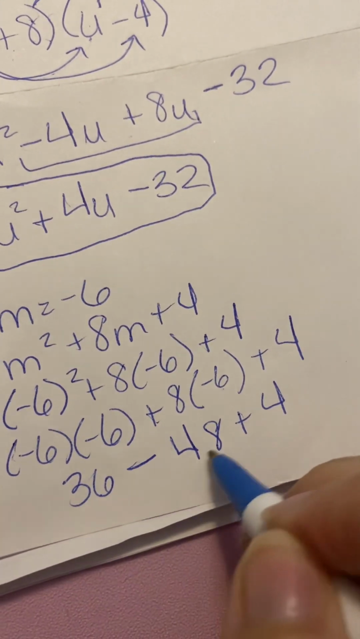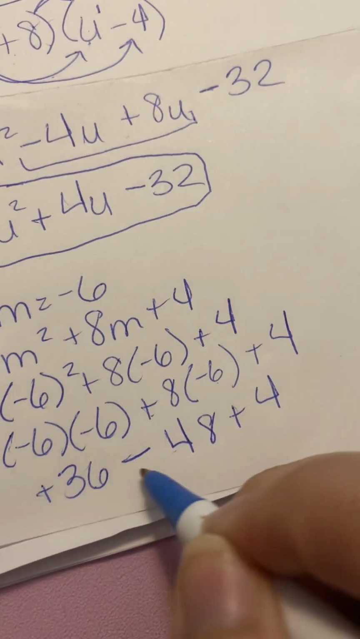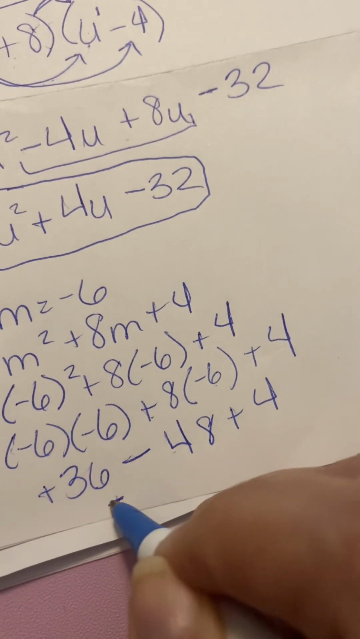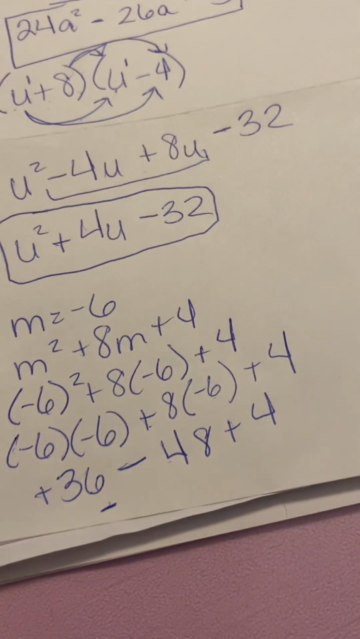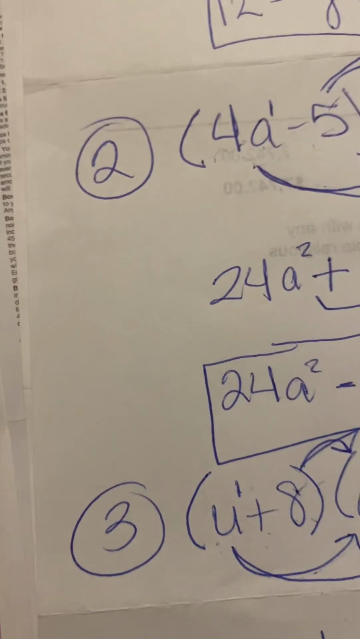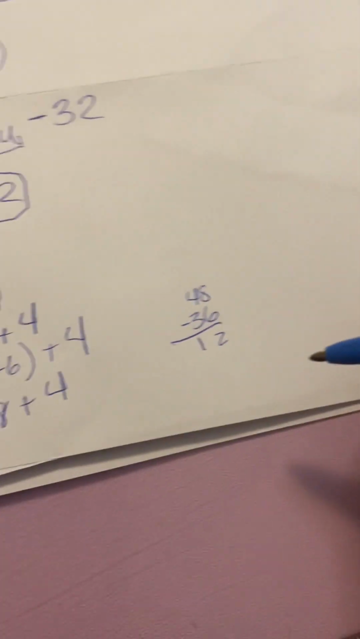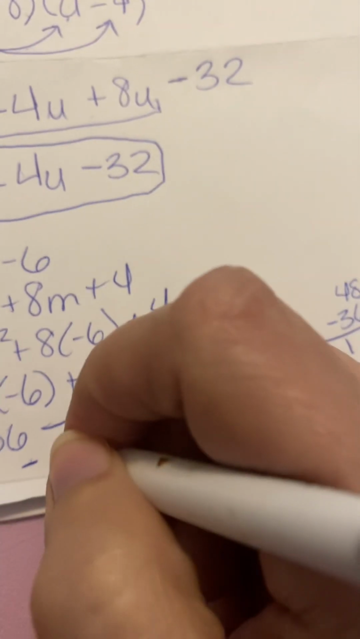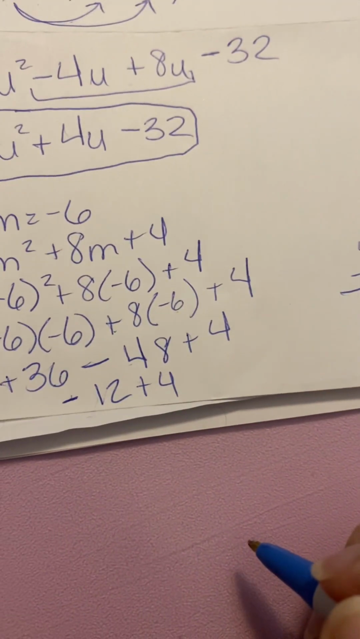Now think about it. You've got two numbers here. One's positive, one's negative, but the bigger value is negative. So we're going to subtract these numbers. 48 minus 36 is 12. So that would be negative 12 plus 4.